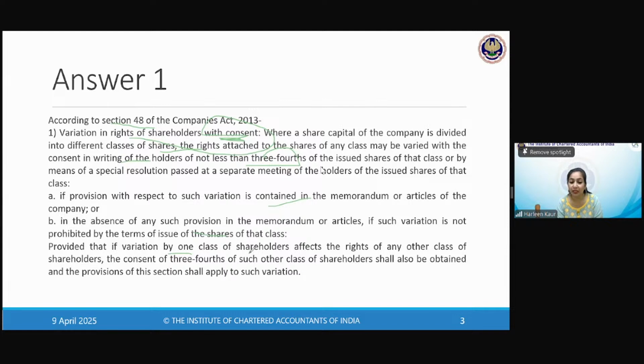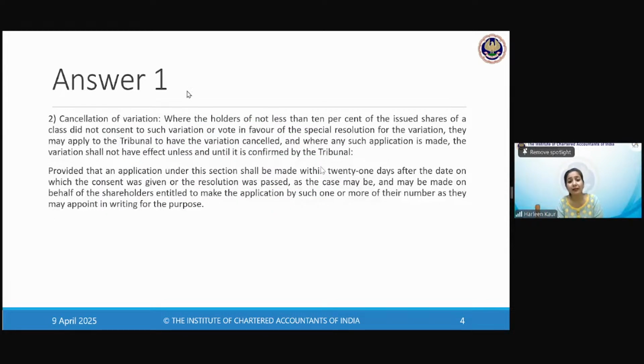And if the variation is affecting any class of the shareholders, then their 3/4 consent will be taken. But there is no need of SR, which is correctly mentioned by all of you. And after that, Kevin was the only one who mentioned this point. If there are dissenting shareholders, at least 10% of the shareholders will go to the tribunal and file an application that we are not in favor of the special resolution. Please stop them. Whatever the order of the tribunal will come, it will be binding on the company, but they should have gone to the tribunal within 21 days.